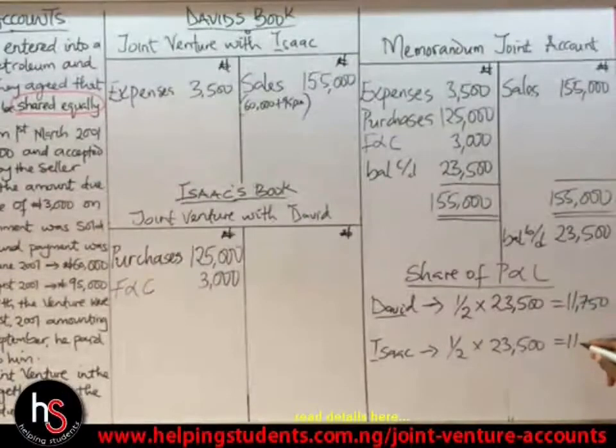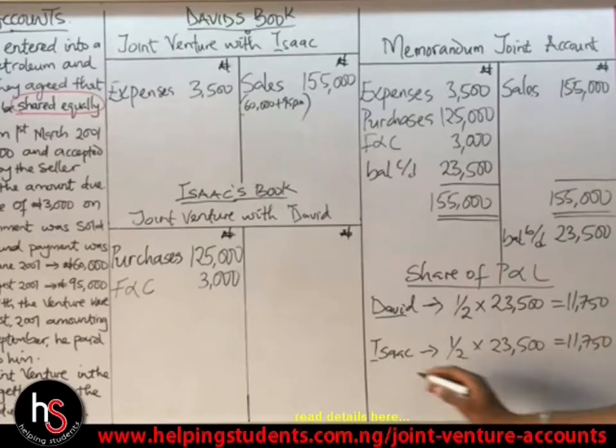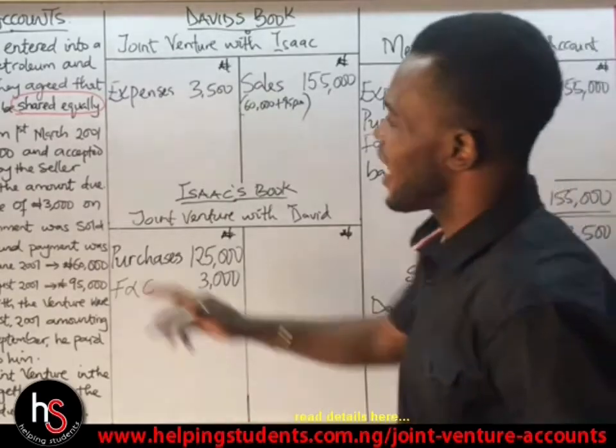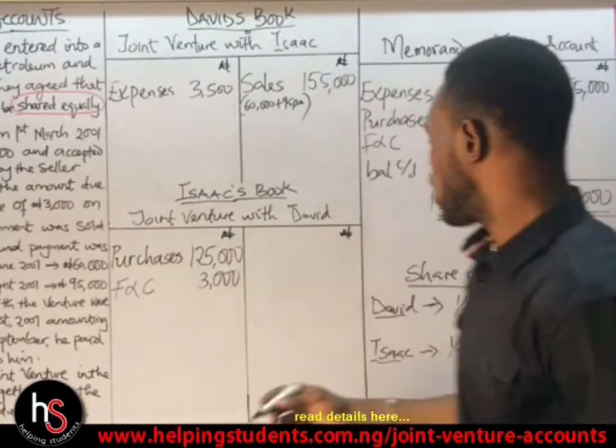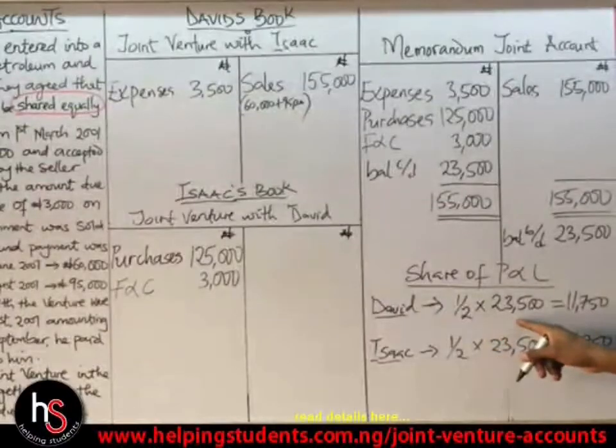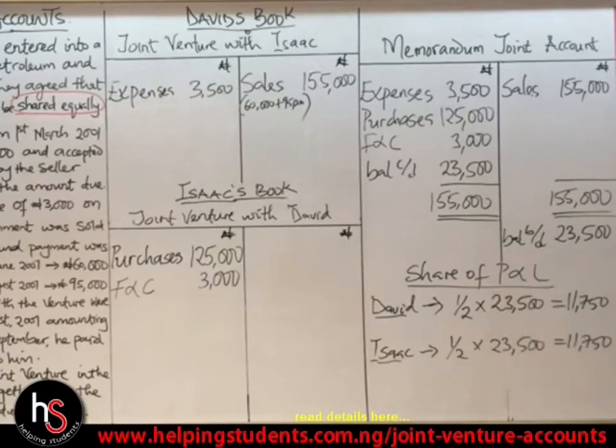So this value here gives us 11,750, and 11,750. Because the question told us that they have agreed that their profit or loss will be shared equally, you can either say 1 over 2 times 23,500 or 23,500 divided by 2. It will still give you the same value. So for David, this is the profit, and for Isaac, this is the profit.